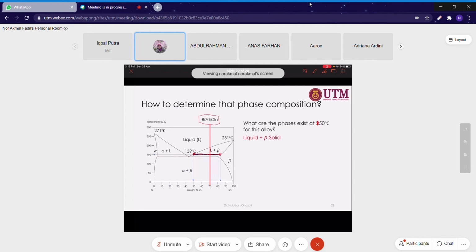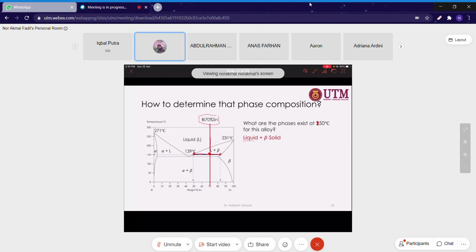All right, let's say you have this alloy, and you have it melted, and you want to solidify it. During the cooling process, you want to check what phase is obtained at this temperature. The answer is liquid and solid, and you want to determine the composition.